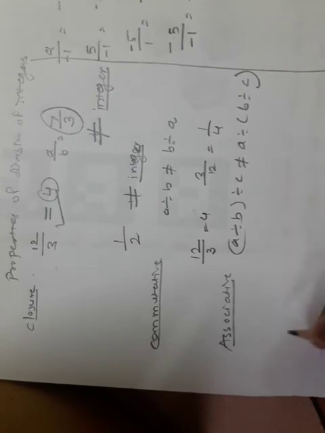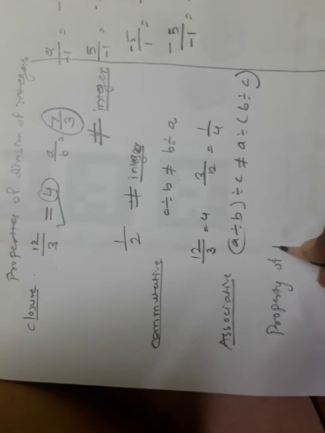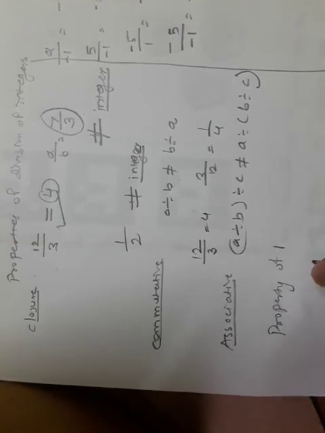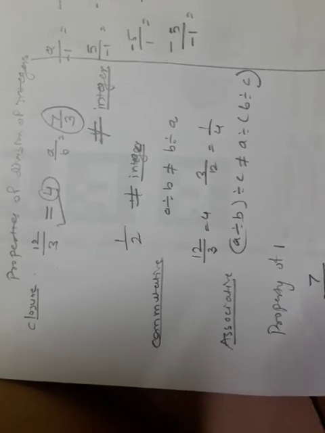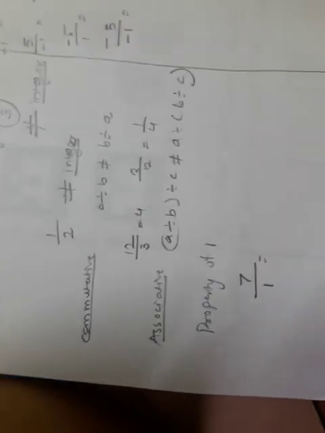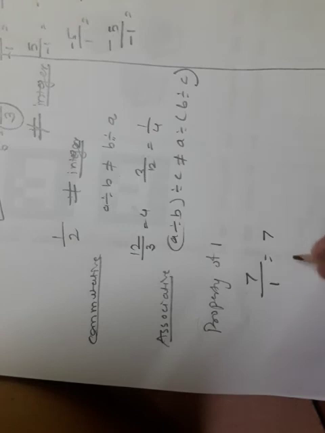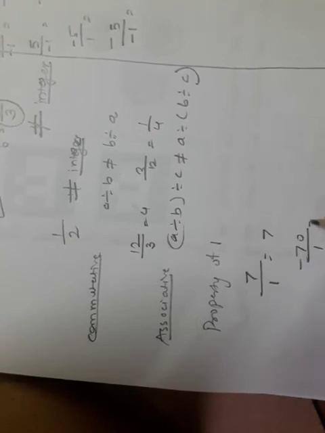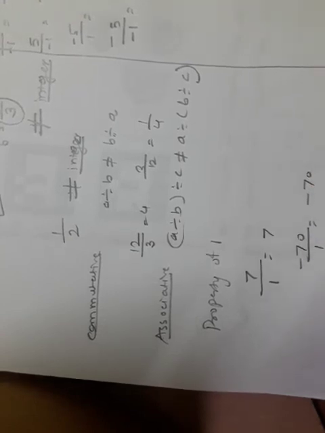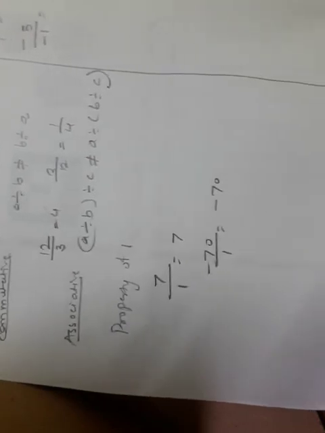Okay, the next property is property of 1. Any integer divided by 1 gives the same integer as the quotient. Suppose 7 divided by 1 is equal to 7. Minus 70 divided by 1 is equal to minus 70. Understood?